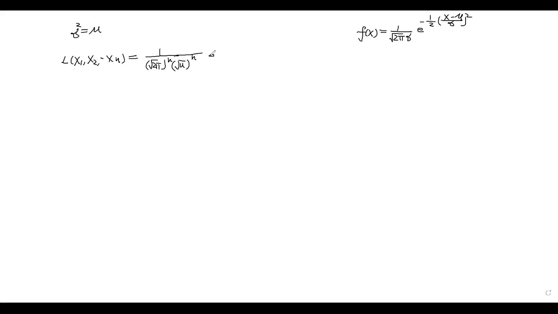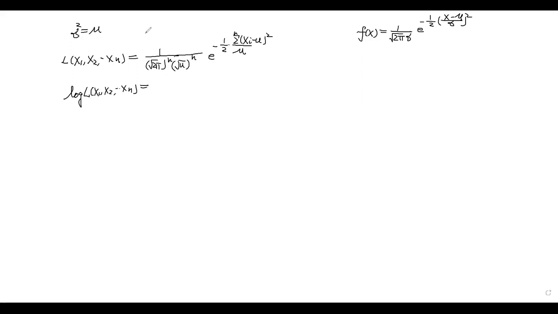So the sigma here will just be the square root of mu, to the n. Then this will be e to the negative 1/2, with sigma squared on the bottom. Since sigma squared is equal to mu, this is mu. The top will be x1 minus mu squared, times x2 minus mu squared, so the top will be the summation of xi minus mu squared, i from 1 to n. This is my likelihood function. Like we did before, let's take the log of this likelihood function, meaning the natural log.